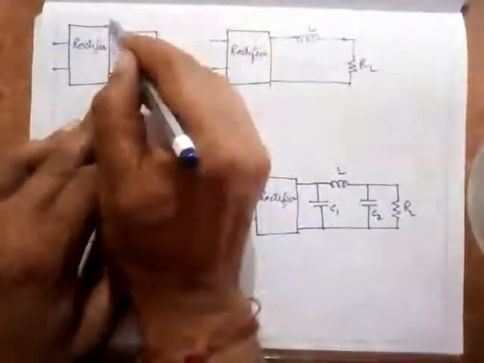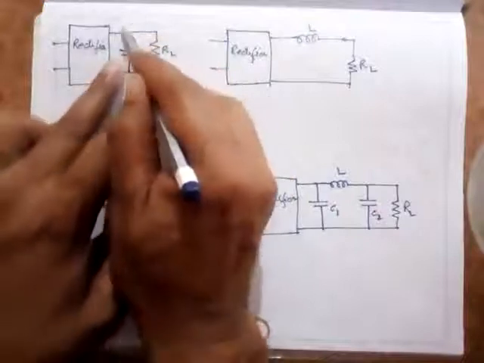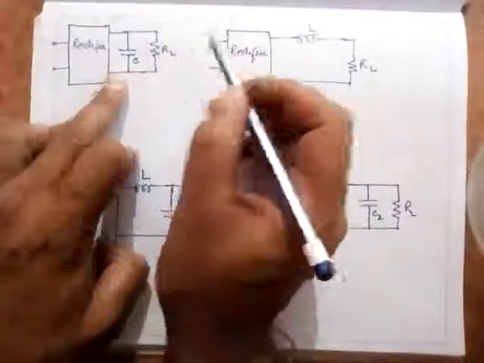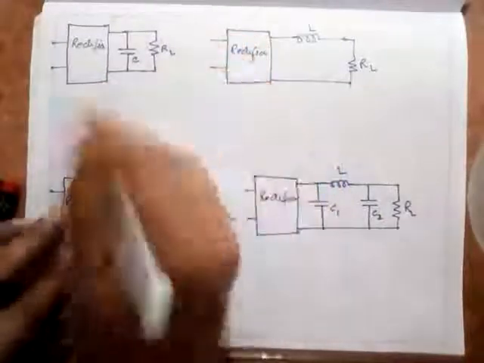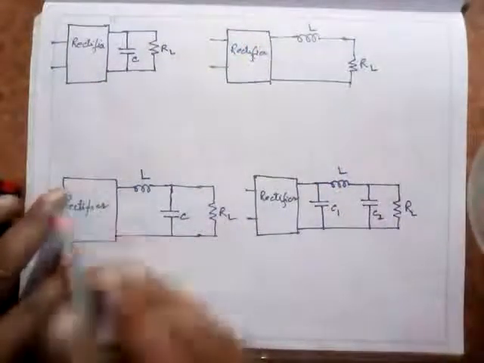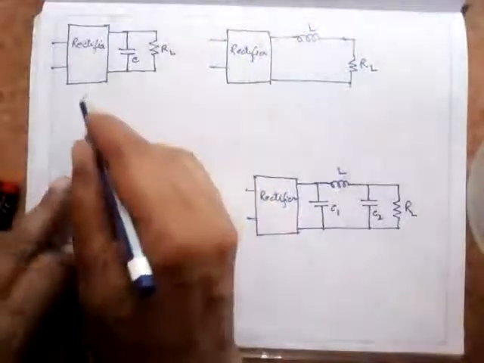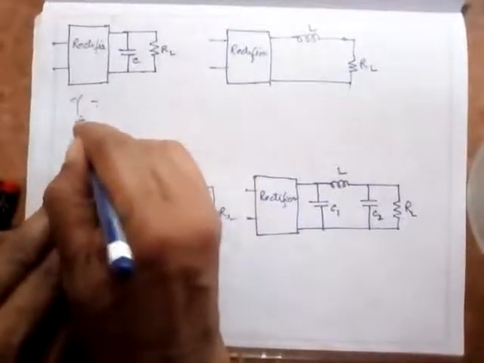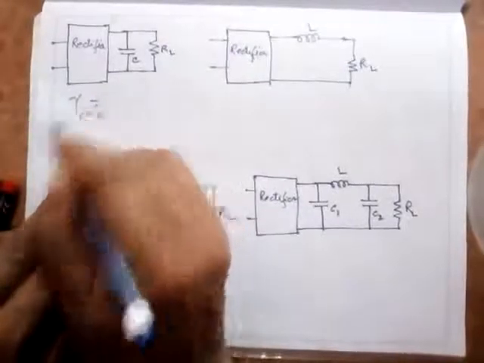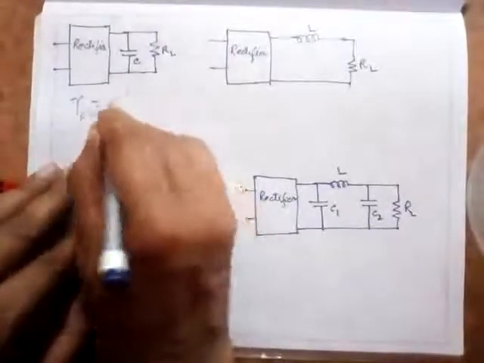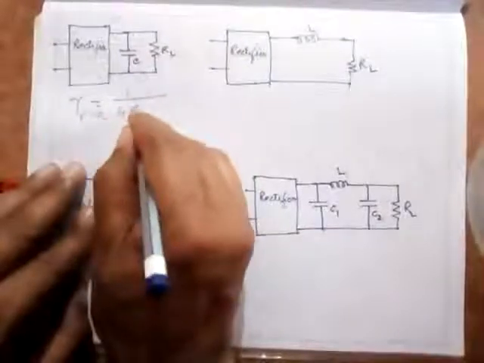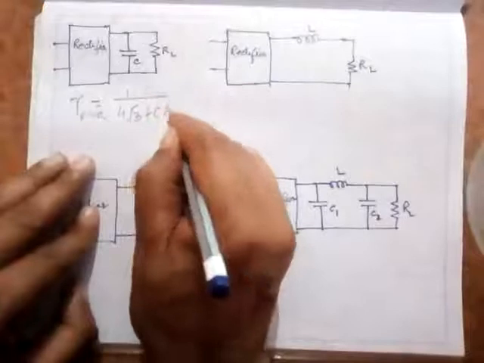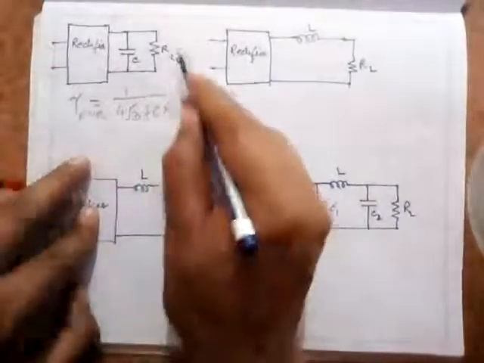Now what happens? Here you have both AC and DC. The AC will be bypassed by the capacitor, and here you will get a comparatively better DC, not a pure DC, and it will improve the ripple factor. I told you the main function of the filter is to improve the ripple factor. The ripple factor of this, if the rectifier is a full wave rectifier, is given by 1 upon 4 root 3 F into C into load resistance RL.